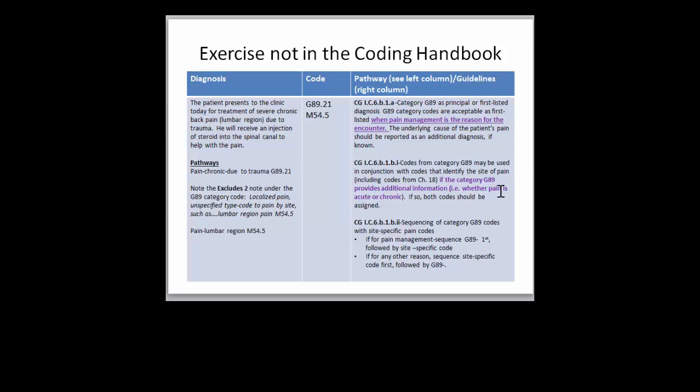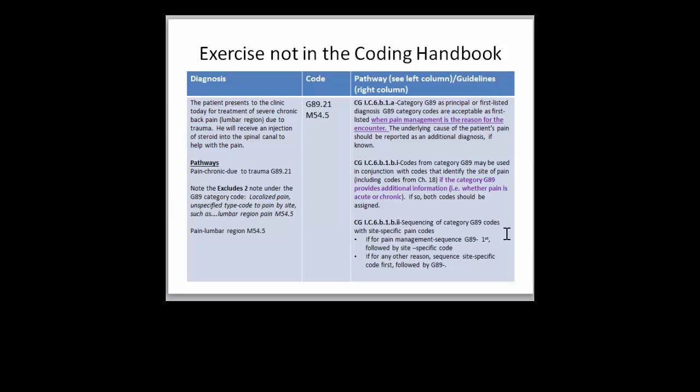And this one also applies. Codes from category G89 may be used in conjunction with codes that identify the site of the pain because it provides additional information. This M54.5 does not tell the reader if it's acute or chronic. So the G89.21 code, chronic, gives the coder more information.